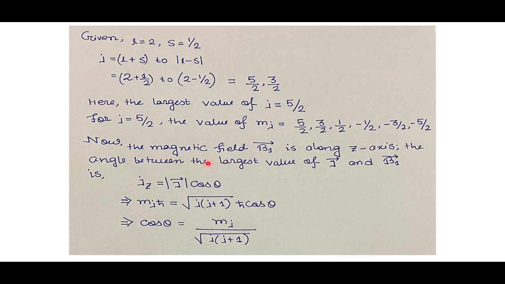So now the magnetic field B1 is along the z direction, right? The angle between the largest value of j and B1 is basically determined by the projection of j along B1, which will be your z component. I already told that, right? Is this clear to you?